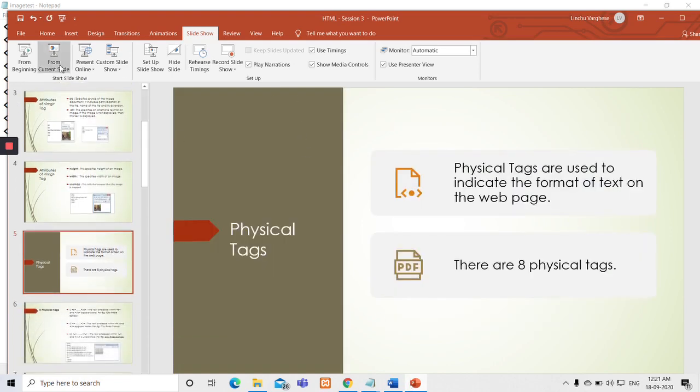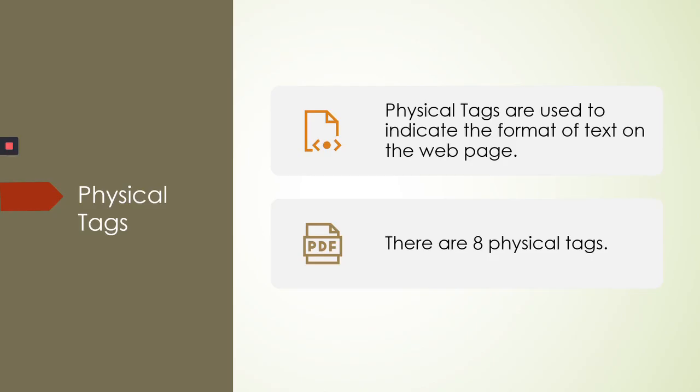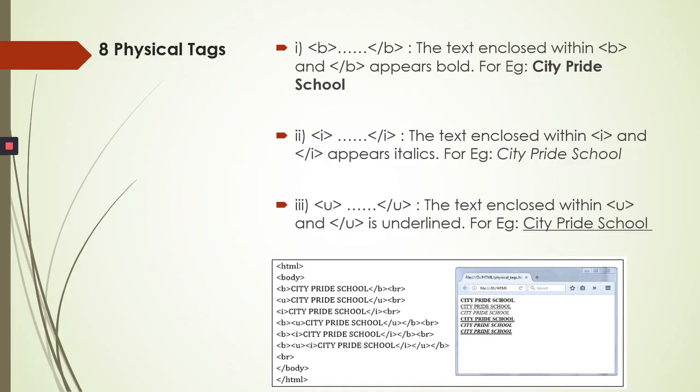called physical tags. So these physical tags are used to indicate the formatting of the text. Whatever text you write on your web page can be formatted using 8 physical tags. So these 8 physical tags are: the first tag, bold, B tag. The physical tags are container tags. That means they have an opening tag and a closing tag.